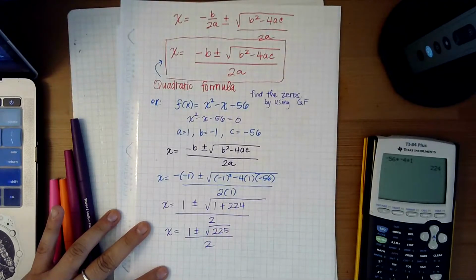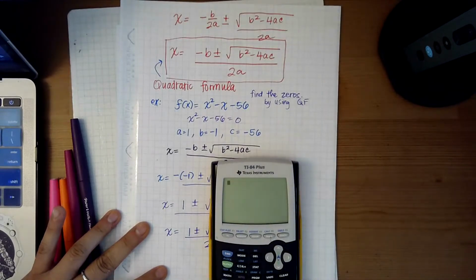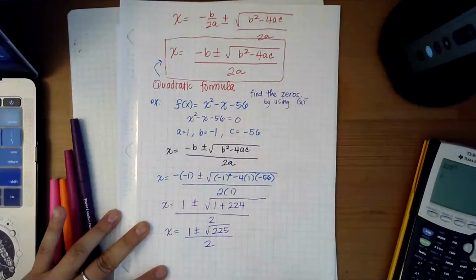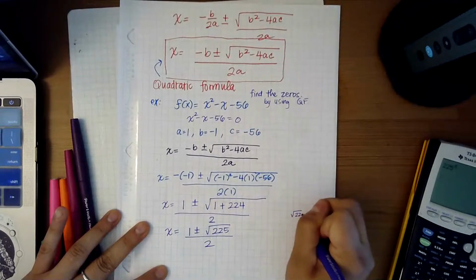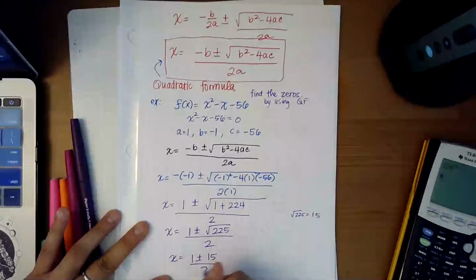Square root of 144 is 12. Square root of 169 is 13. Square root of 196 is 14, I believe. Let me see. Yeah. And let's see what 225 gives me. 15. So the square root of 225, I'm going to just put it right here, is equal to 15. So I now have x is equal to 1 plus or minus 15, over 2.